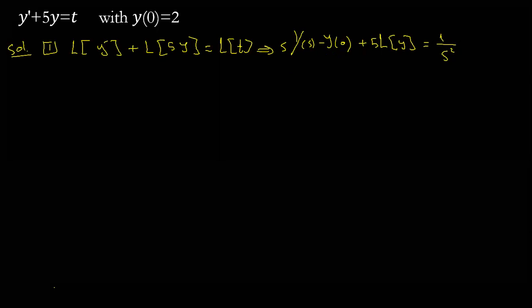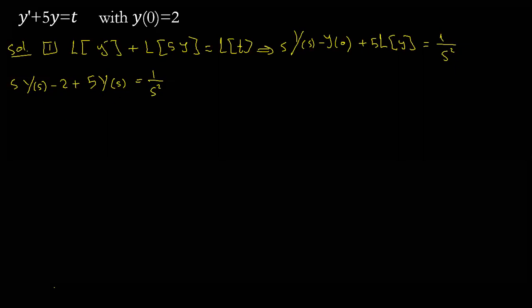Now let us continue. Y of 0, I have it here. It's 2. So I have s Y of s minus 2 plus 5 times Laplace of y small. Laplace of y small, do you remember? It is Y capital, we agreed that small will be capital if I apply the Laplace, equals 1 over s squared.